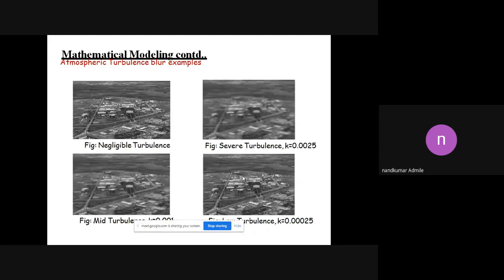If we observe these four diagrams, when the turbulence is negligible, the image is more clear compared to the other images. This is called mathematical modeling. So by observation, by experimentation, and by mathematical modeling, we can estimate the degradation model.